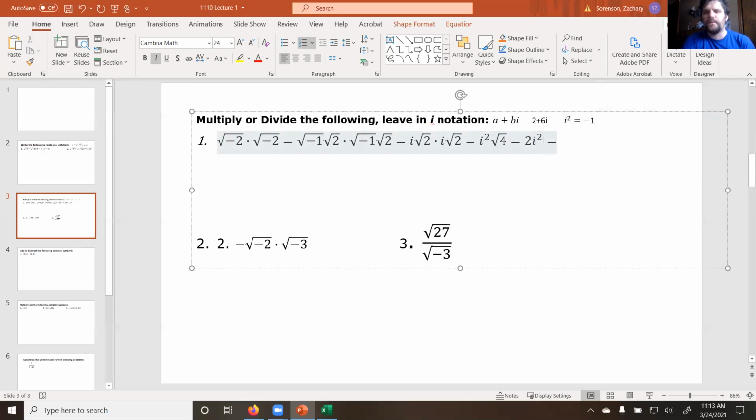Now, once I resolve the 2i squared, I get 2 times -1, which is equal to -2. It doesn't look like a complex number, but it technically is. It's just the a part. The b is 0 in this case, but it is a complex number. So in this case, I took two imaginary numbers, or complex numbers, I multiplied them, and I got back a complex number.